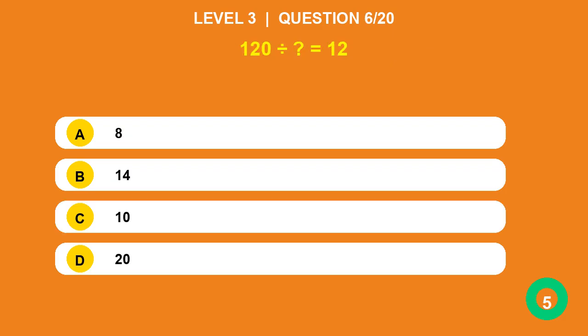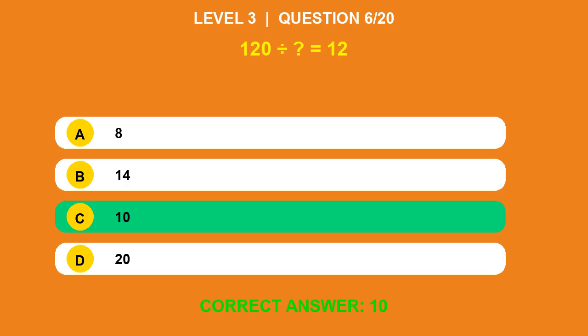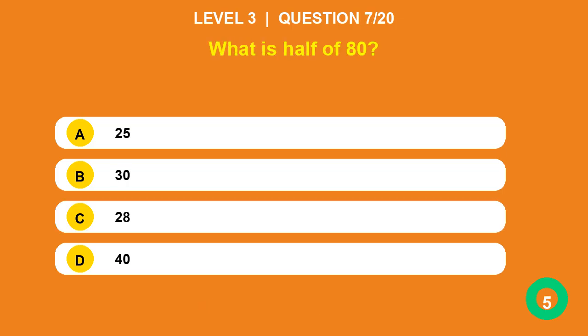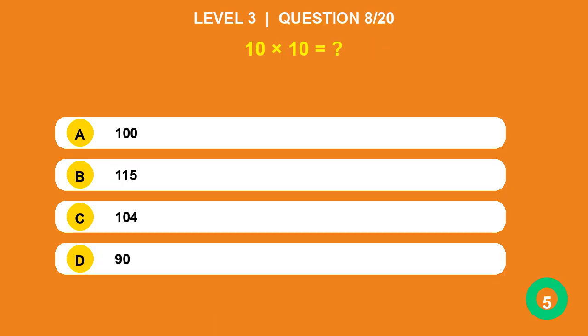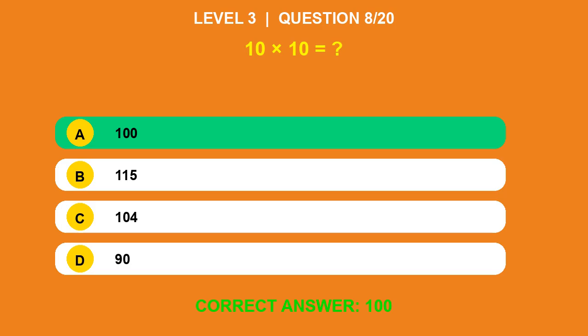120 divided by what equals 12? Answer is 10. What is half of 80? Answer is 40. 10 times 10 equals? Answer is 100.